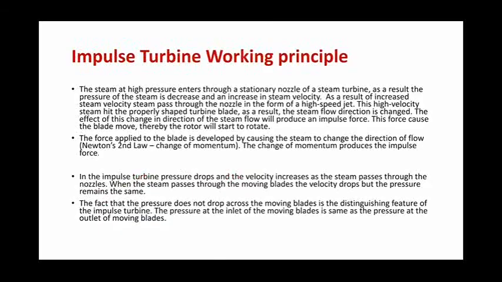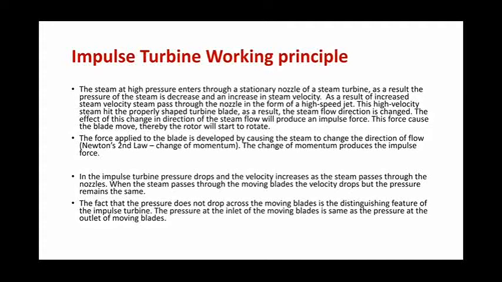Again, the impulse turbine working principle. The steam at high pressure enters through a stationary nozzle of a steam turbine. As a result, the pressure of steam decreases and the steam velocity increases. As a result of the increase in steam velocity, steam passes through the nozzle in the form of a high speed jet.